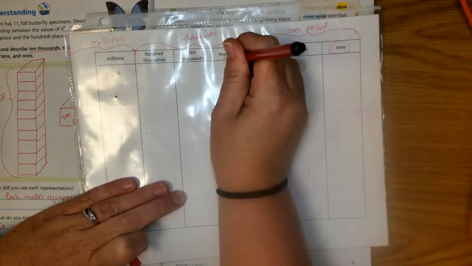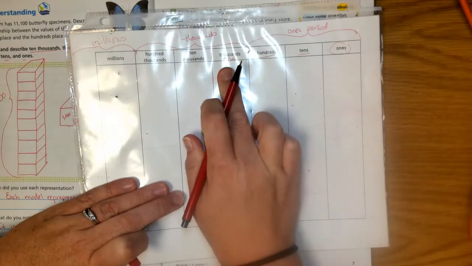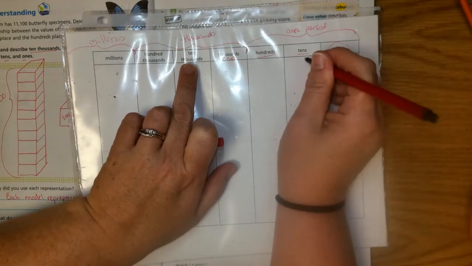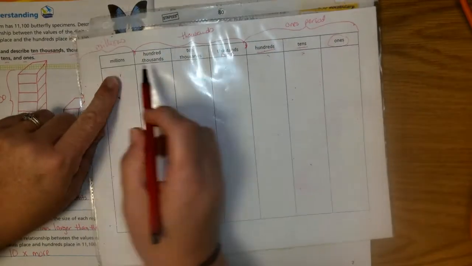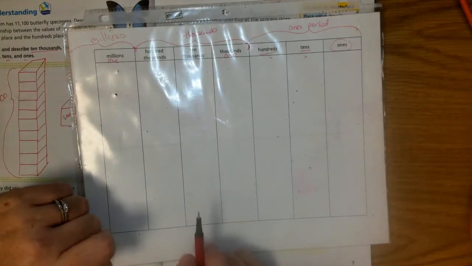This would be the thousands, the 1,000s place. Look at 10,000s, tens, 100,000s, hundreds. Then we have millions. This is our 1 millions. And we would keep going. We would have 10 millions and 100 millions.